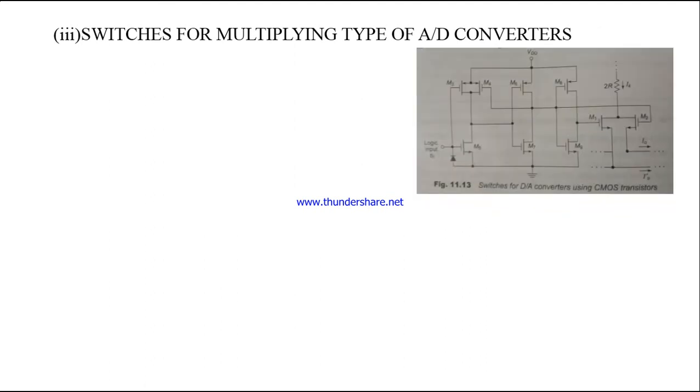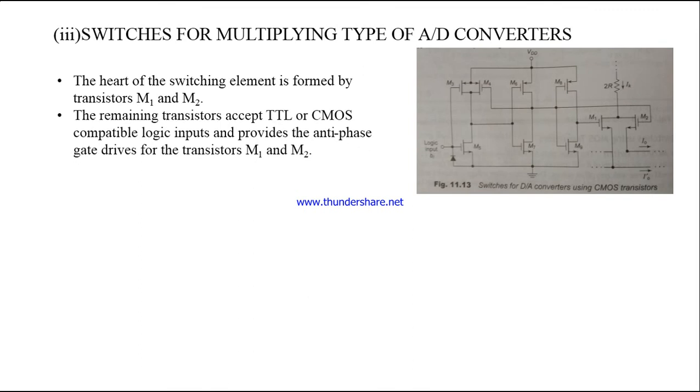Next one is switches for multiplying type D to A converters. This is the circuit showing the switch using the multiplying CMOS D to A converter. Here the heart of the switch element is formed by transistors M1 and M2. The remaining transistors accept the TTL and CMOS compatible logic inputs and provide the antiphase gate drives for the transistors M1 and M2.